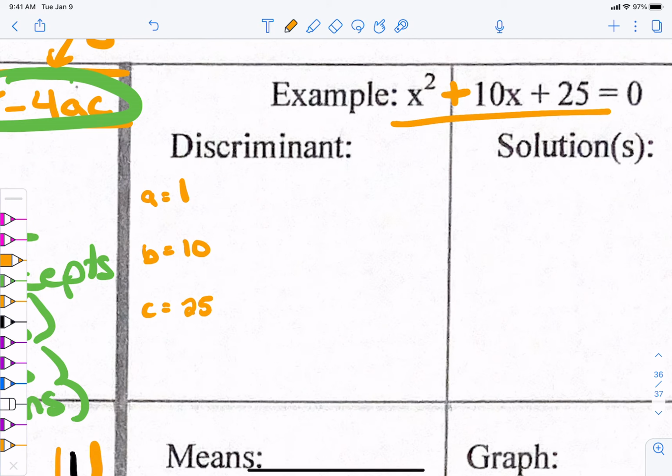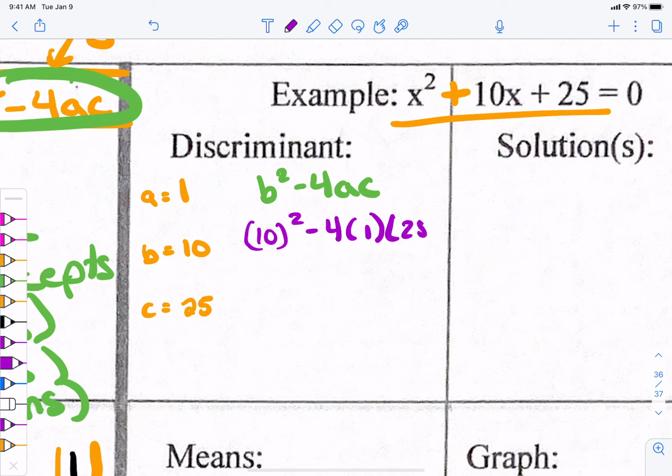Okay, so we want to calculate B squared minus 4AC, okay? And so B squared will end up being like 10 squared minus 4 times 1 times 25. Okay, so let's calculate this. What is 10 squared? 100. 10 squared is 100.